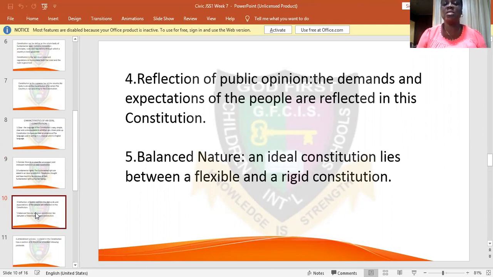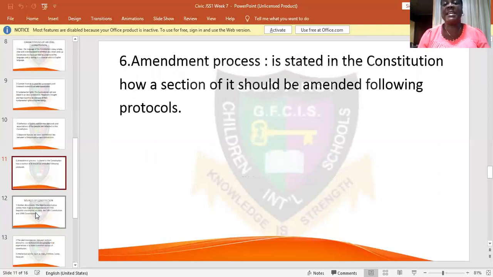So constitution is not just a one-way thing. It covers virtually every citizen's needs, and virtually everybody is well represented. There is also a balance between flexible and rigid constitution. When we get to the types of constitution, you will discover that the Nigerian constitution is well balanced. There are some constitutions that are rigid, and there are some that are flexible. Those are some characteristics of an ideal constitution.